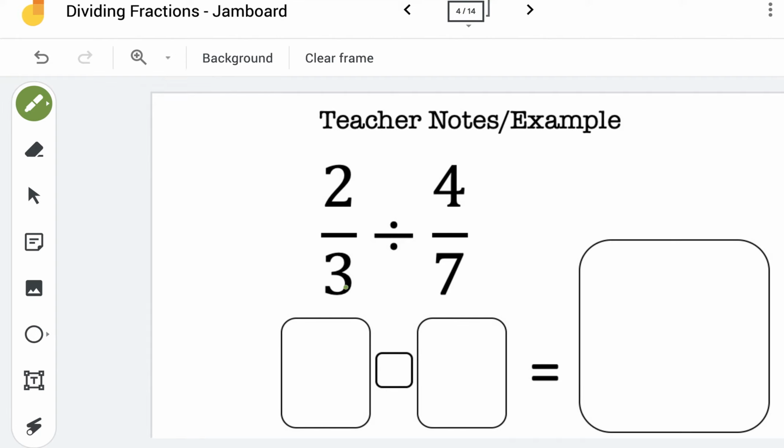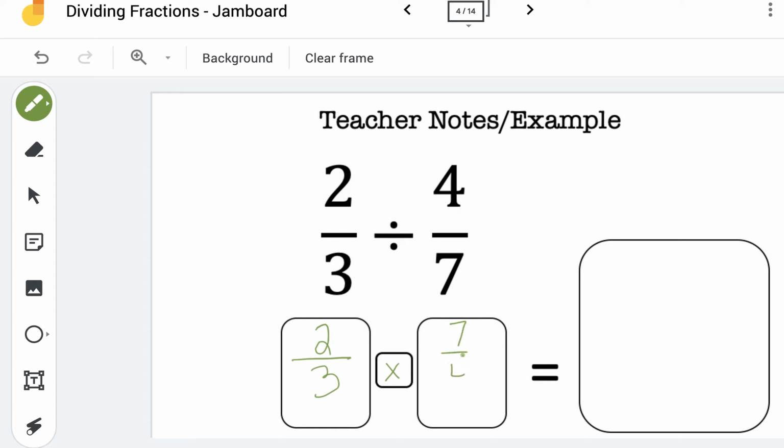So we're going to keep 2/3. So I'm going to write 2/3 in this first box. And we're going to change the division to multiplication. So put a multiplication sign in this box. And then finally, we're going to flip the second fraction. So the reciprocal of 4/7 is 7/4.